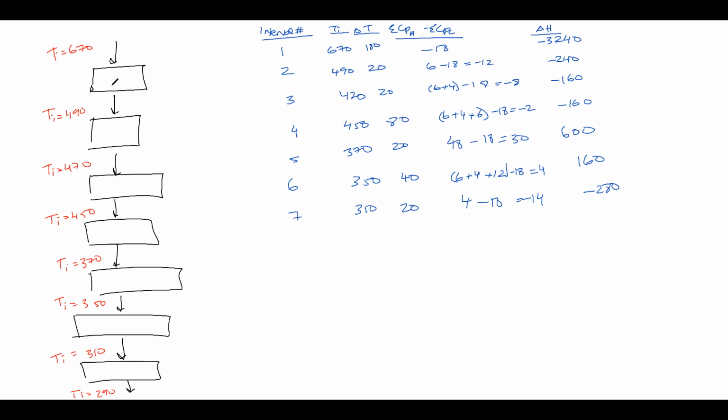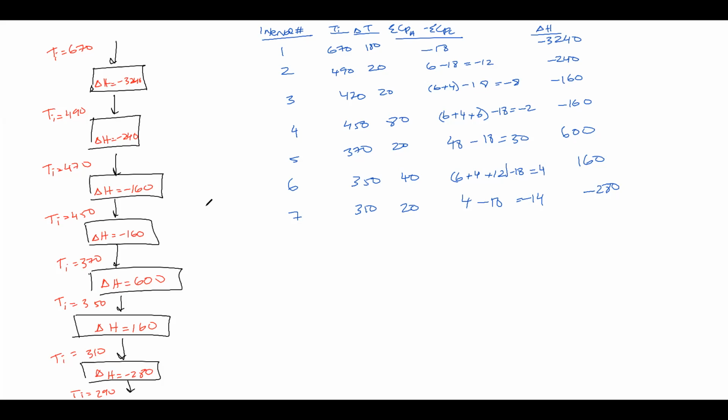Okay, and then I'm going to write the delta H's here. So delta H minus 3240. Delta H here is minus 240. Delta H here is minus 160. Delta H here is minus 160. Delta H here is 600. Delta H here is 160. And delta H here is minus 280. So I have all my delta H's.